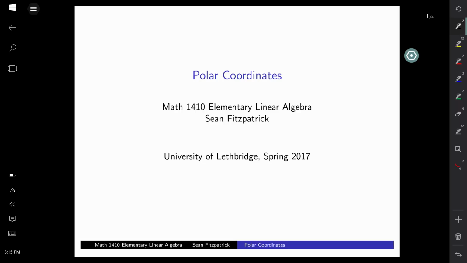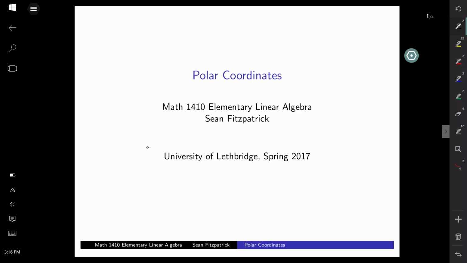This next screencast covers the polar coordinate system, which we're going to be using when we want to convert our complex numbers into polar coordinates. We're going to find that there are a number of calculations that are much easier in the polar coordinate system, in particular when we want to calculate things like powers and roots.